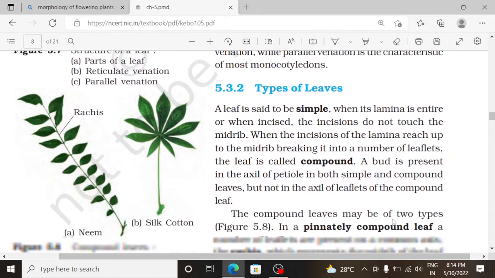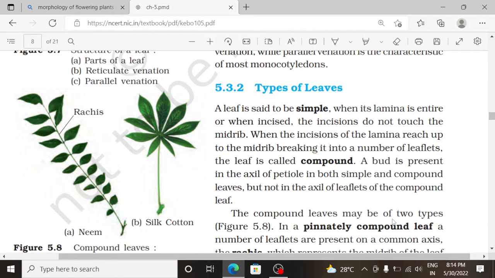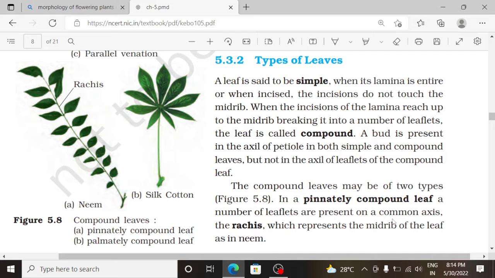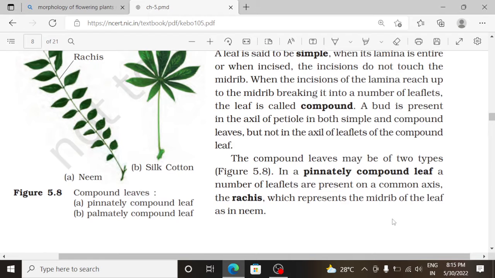Types of leaves. A leaf is said to be simple when its lamina is entire or when incised, the incisions do not touch the midrib. When the incisions of the lamina reach up to the midrib, breaking into a number of leaflets, the leaf is called compound. A bud is present in the axil of petiole in both simple and compound leaves, but not in the axil of leaflets of the compound leaf.